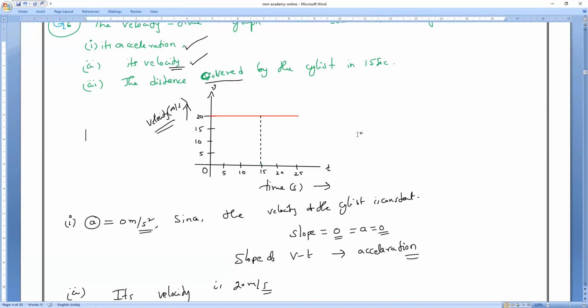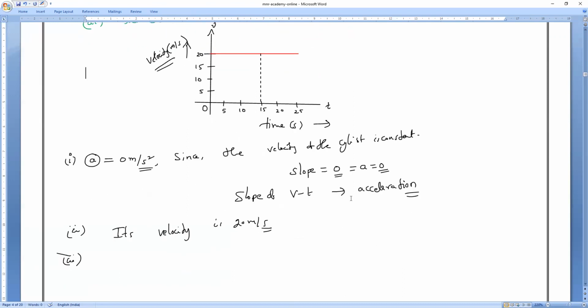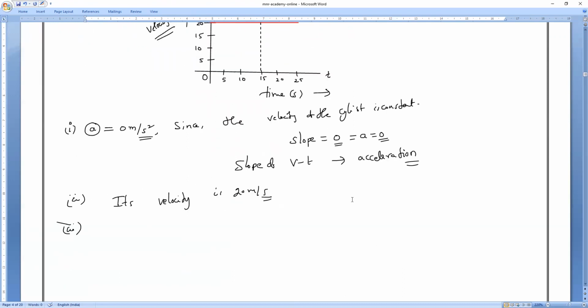Area under the graph. Sir, square. Square. So square or rectangle, how is it? It's not a square, Mari. I think it is a rectangle. So whatever it is, what is the distance covered in 15 seconds? From 0 to 15 and 0 to 20, how much will it become? So the distance covered in 15 seconds, from 0 to 15 seconds, equals how much?